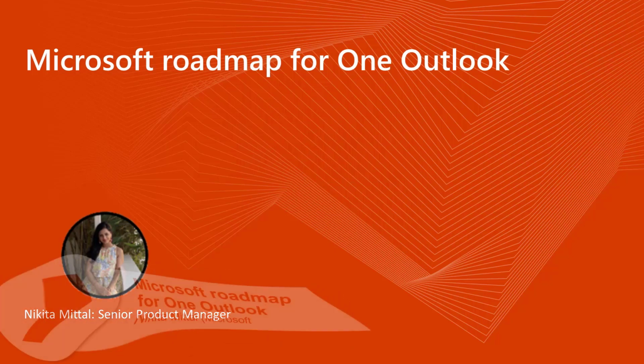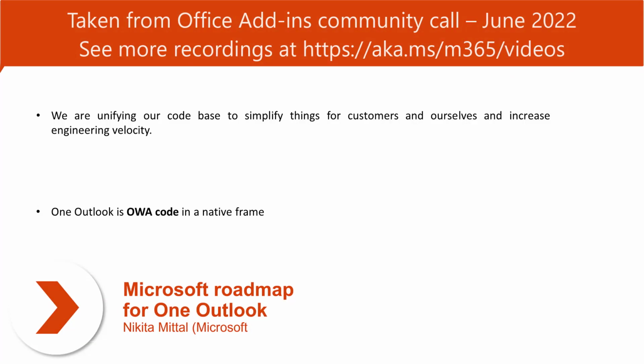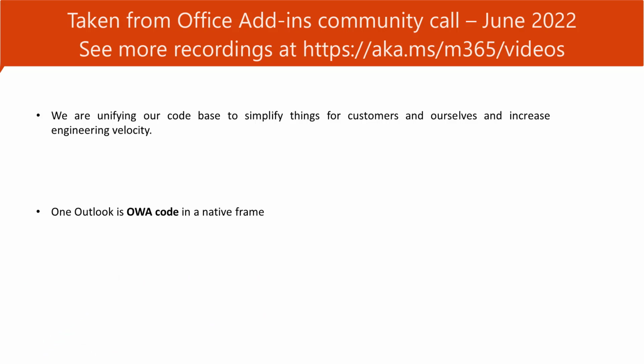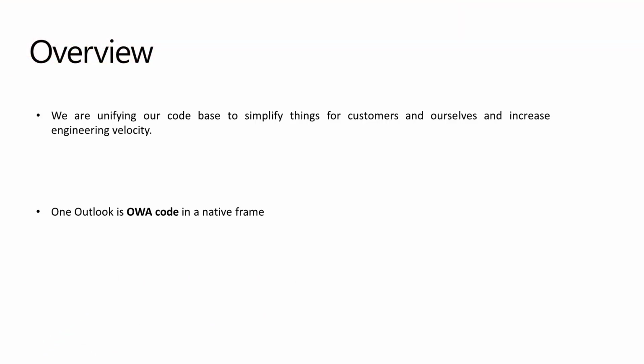I'll be taking this opportunity to talk about One Outlook. One Outlook is an initiative where we are unifying our code base to simplify things for customers and ourselves and increase engineering velocity. It is essentially going to be OVA code in a native frame. We see this as an opportunity to deliver a consistent experience across platforms to our customers, and then to accelerate design and engineering velocity with the agility of OVA.